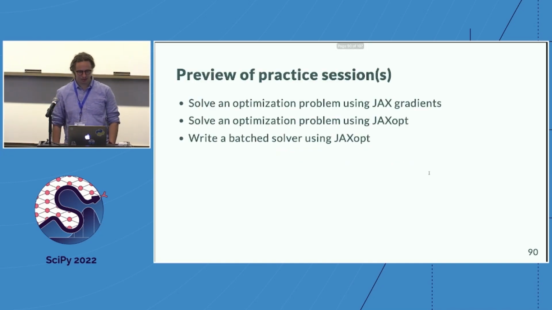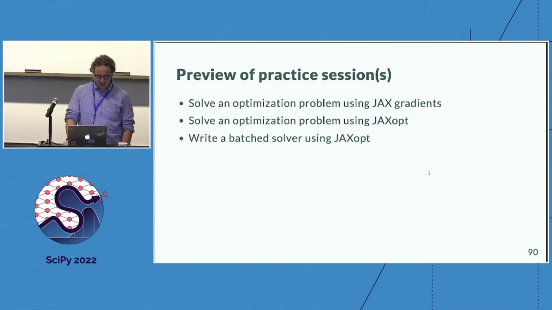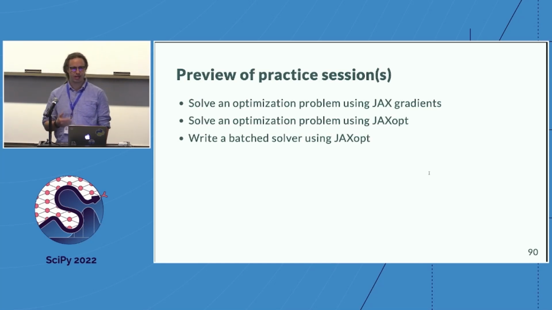Okay, so last part. Preview of the practice sessions. You will first solve an optimization problem using estimagic, but calculating gradients with Jax. And then solve a simple problem using Jaxopt, and finally vectorize a solver in Jax.